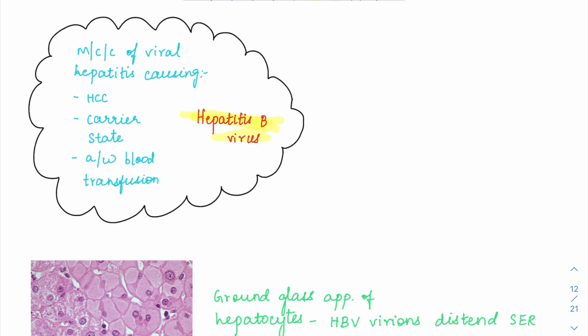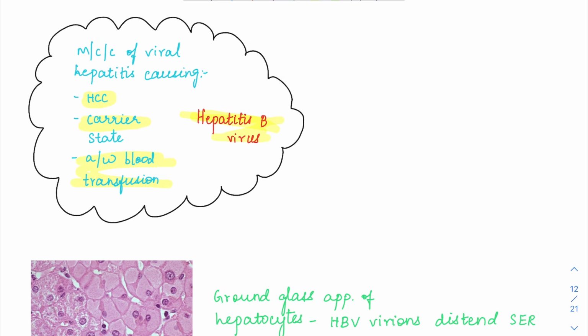So some of the MCQs related to hepatitis B virus will be: HBV is going to be the most common viral hepatitis causing hepatocellular carcinoma firstly, then also carrier state, and then it is associated with blood transfusion at the maximum.